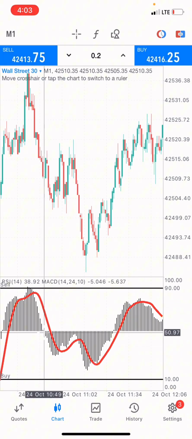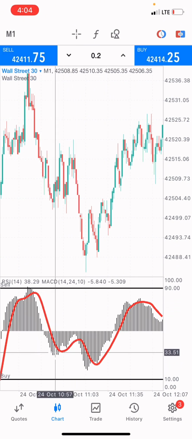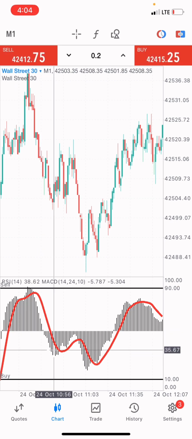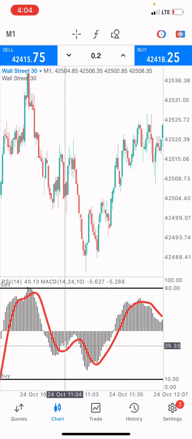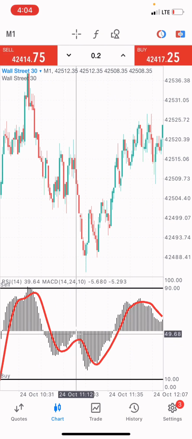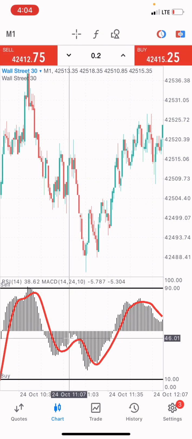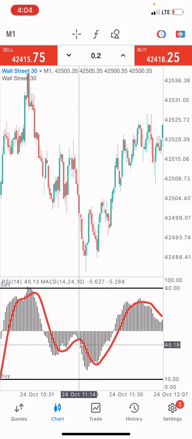Look at this, this was the first MACD, right? The market sold. Then there was a second one here. This was the second one here when it bought. This was the third one here. You can see that it started going upwards, then it retested.